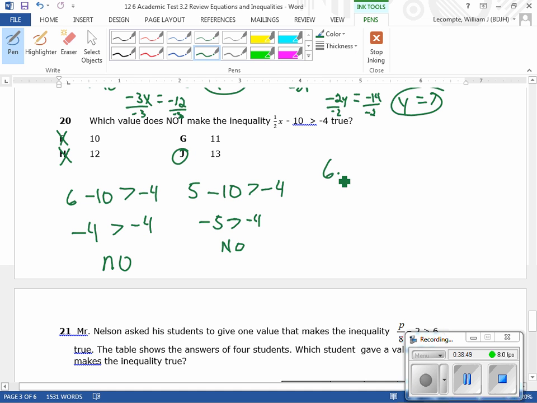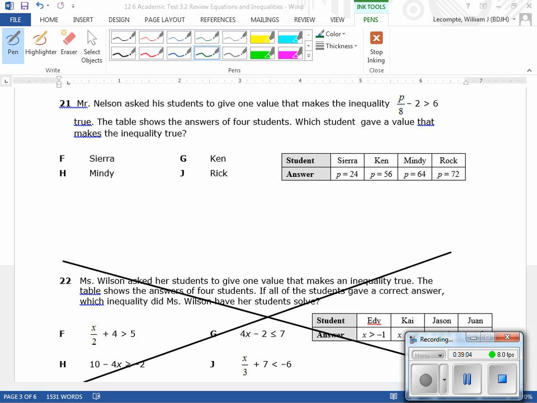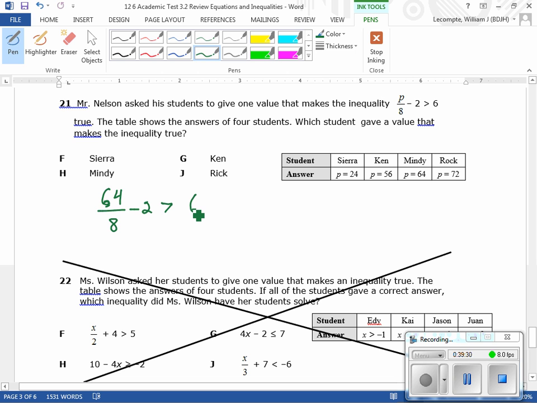Number 21. Mr. Nelson asked the students to give one value that makes the inequality p over 8 minus 2 is greater than 6 true. We had this before, and the kids are really struggling with it. If they put in Mindy's number, they say, oh, I think that's right, right? But what we get is 8 minus 2 is 6, and 6 is greater than 6. Well, that is not true. So it can't be Mindy, because 6 is not greater than 6.